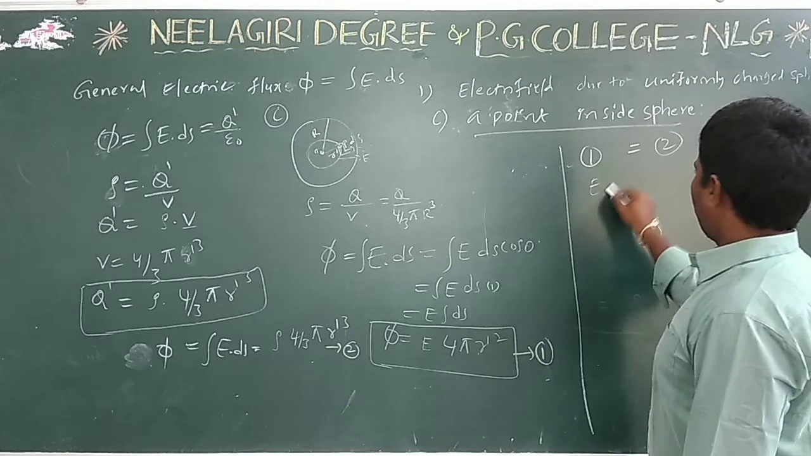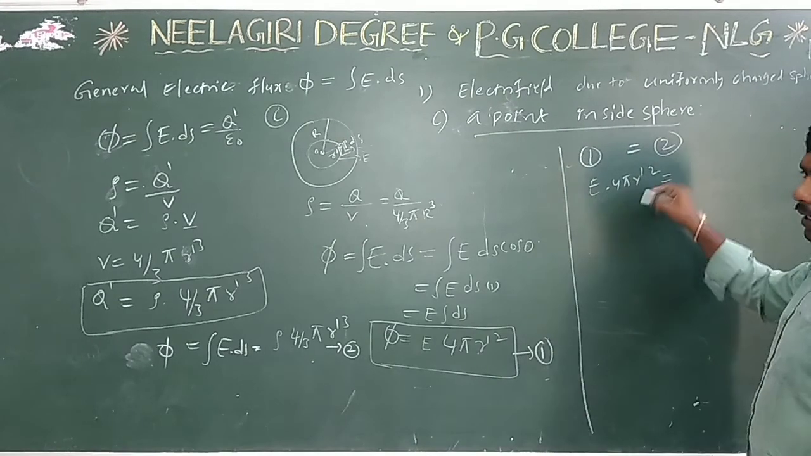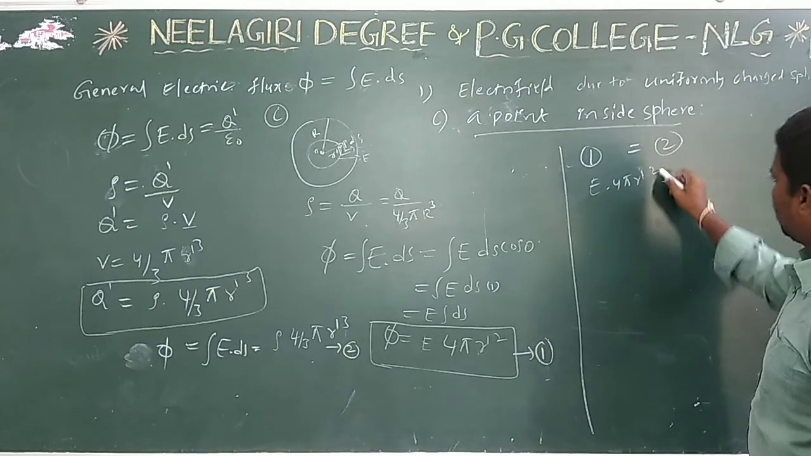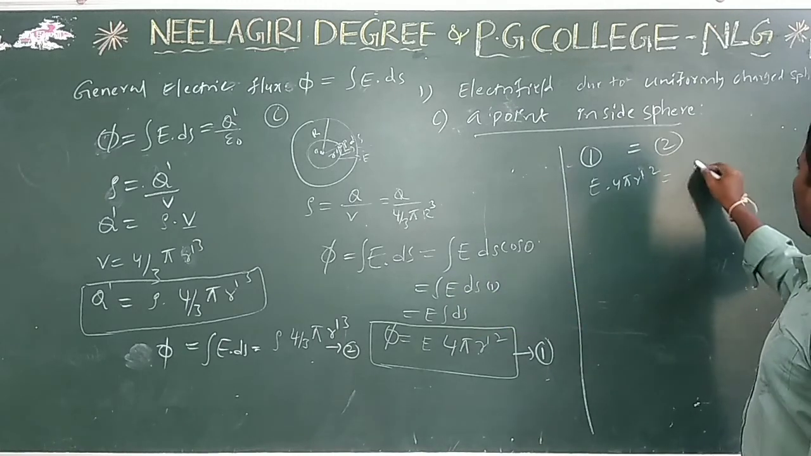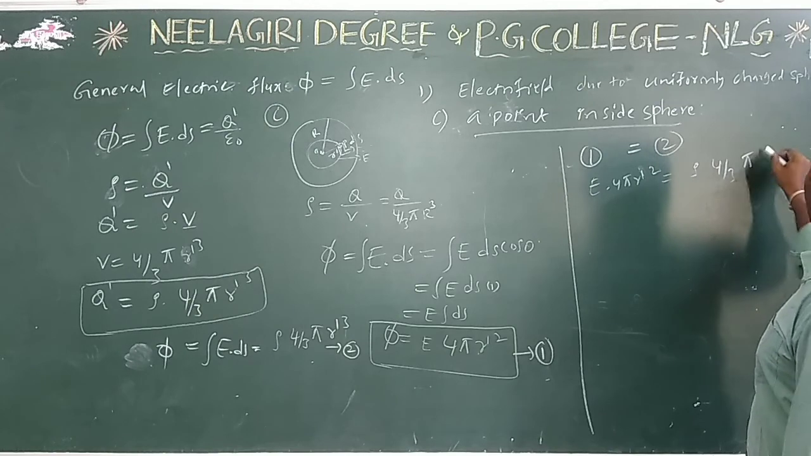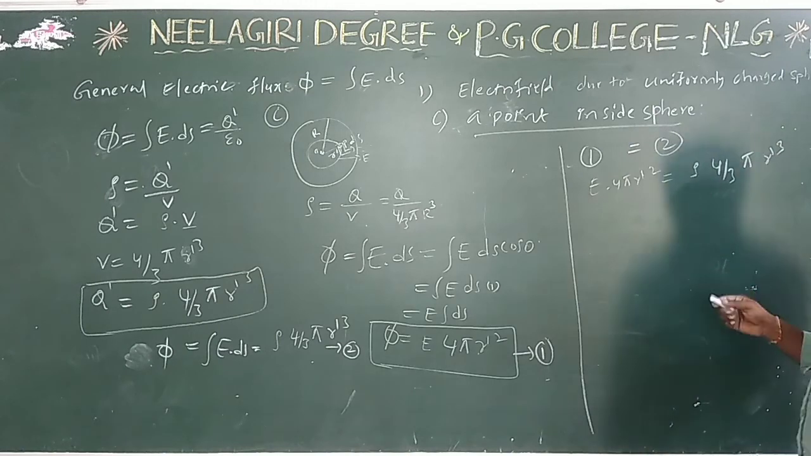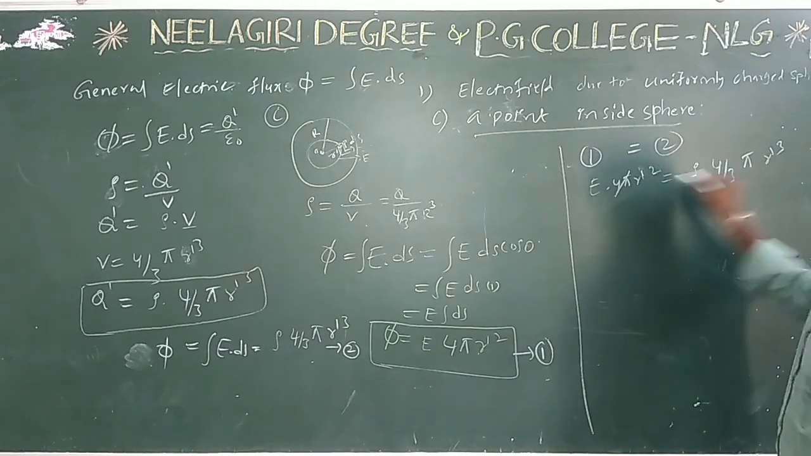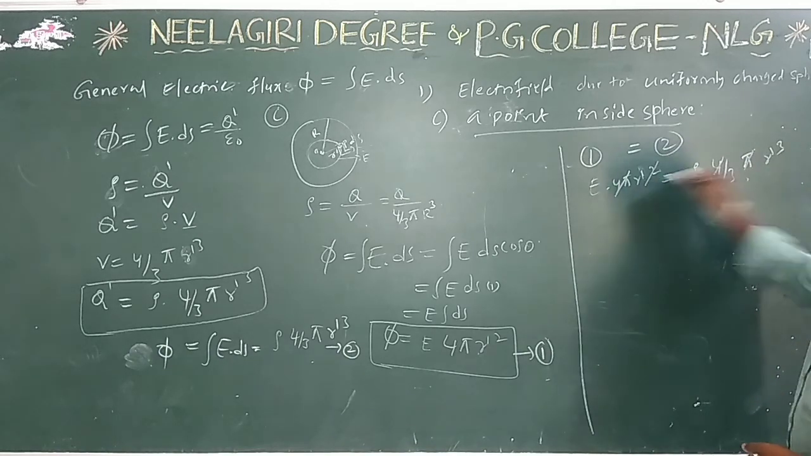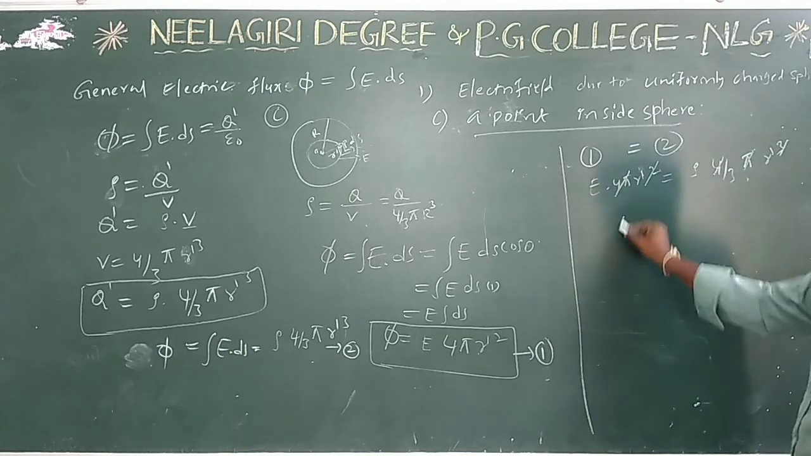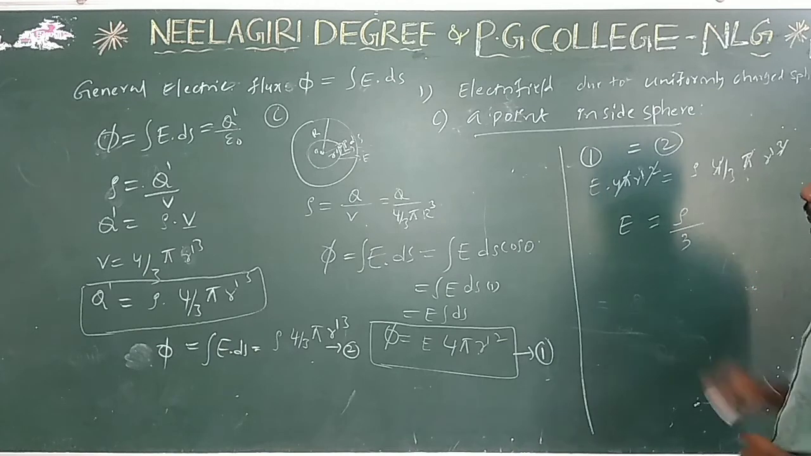What is the equation 1 value? E times 4 pi R prime square is equal to the electric flux, which is rho times 4 by 3 pi R prime cube. So we simplify this equation: 4 pi cancels, and square and cube cancel. We write E is equal to rho R prime by 3.